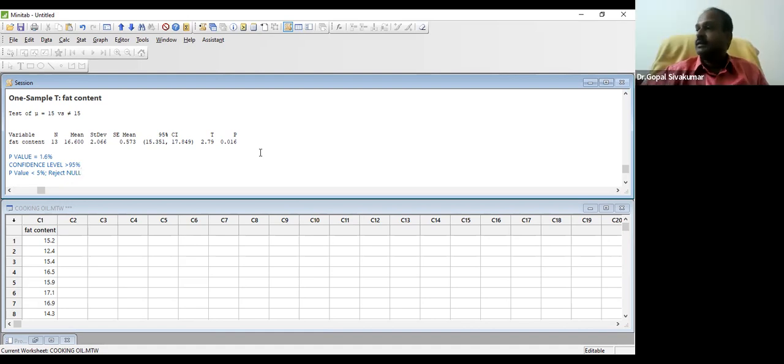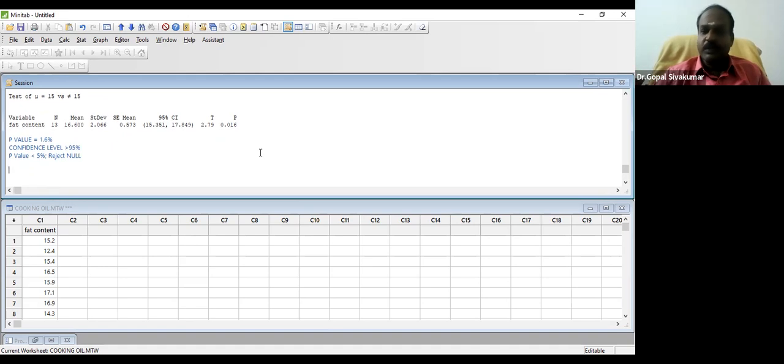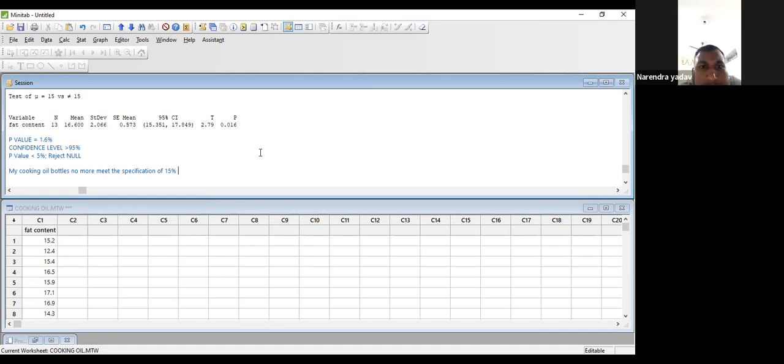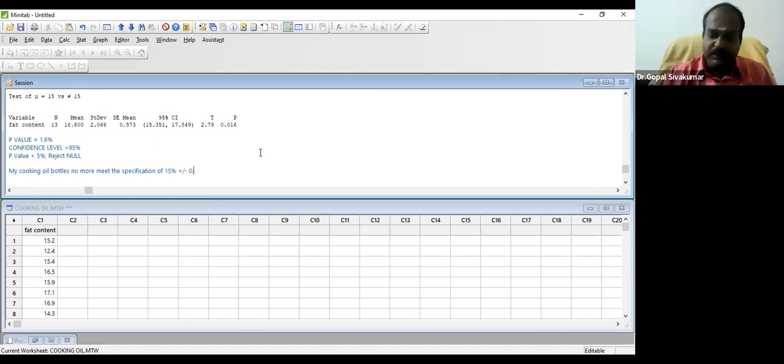Now that you have crossed the river, you can come to the ground. Now, what does it mean in real life in my company? My cooking oil bottles no more meet the specification, do you understand? Specification of 15%. Is that clear to you, all of you? Yes, sir. The customer might have a tolerance. You can add that also, plus or minus, let's say 0.05, something. The customer could have given a tolerance.